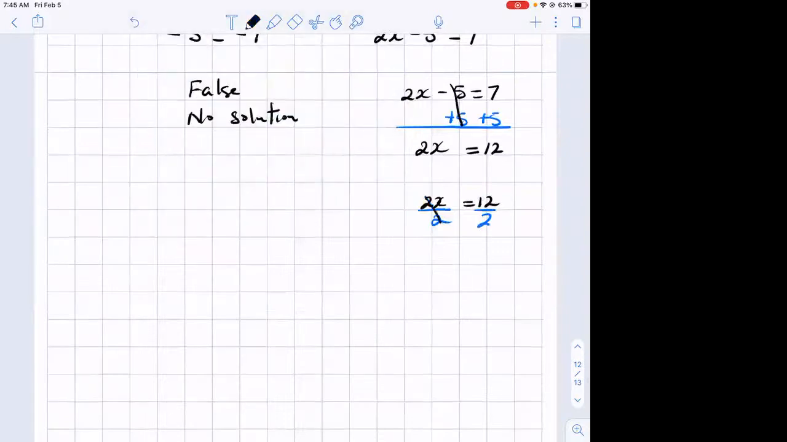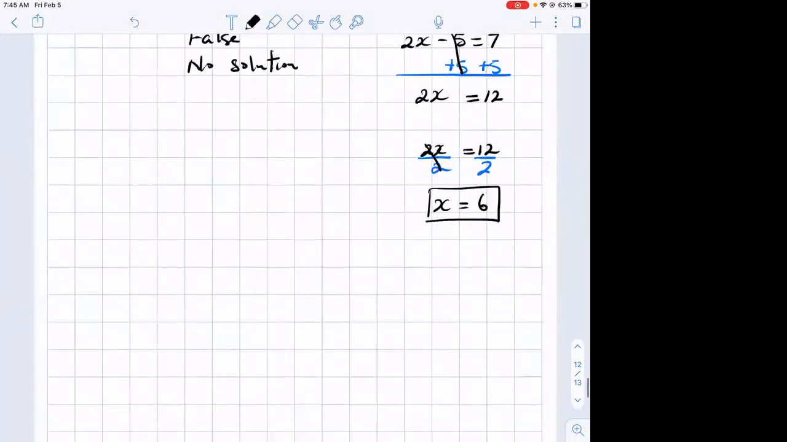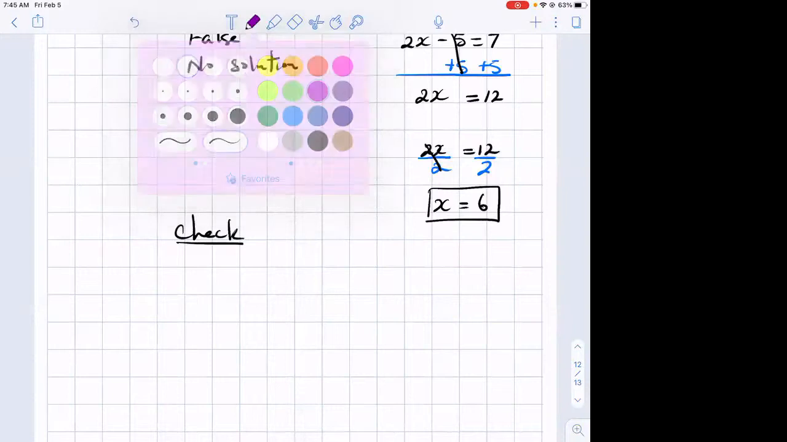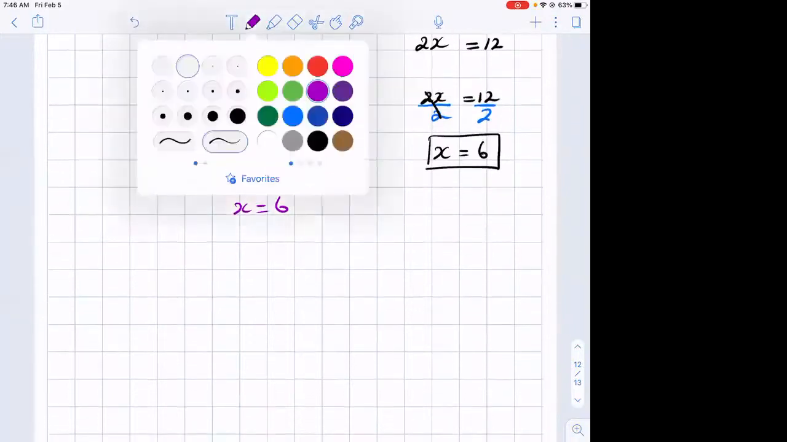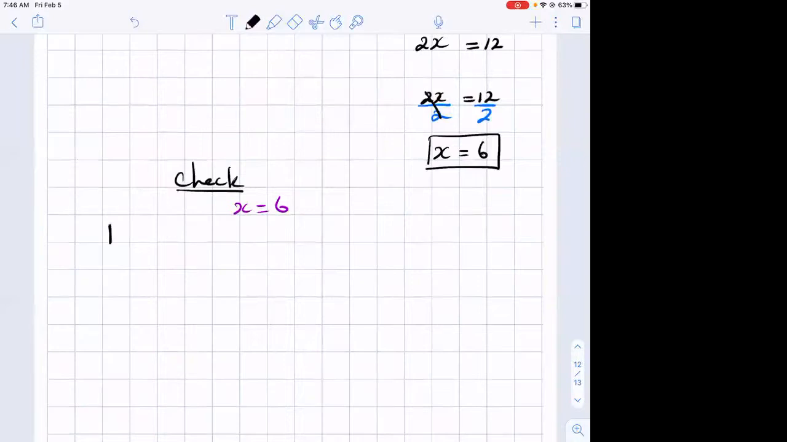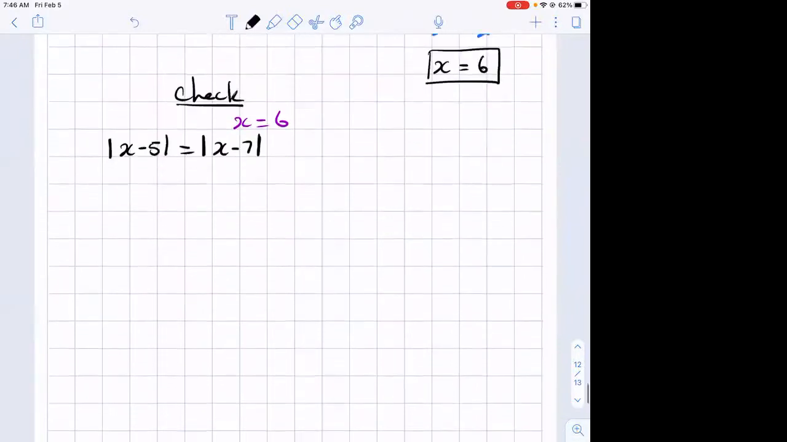This will become a 1x. And here we have 6. And now we have to check. So we want to check if x equals 6 is a solution to our absolute value equation, the absolute value of x minus 5 is equal to the absolute value of x minus 7. Remember, we don't have to check anything here because that was false, right? So we only have one check.